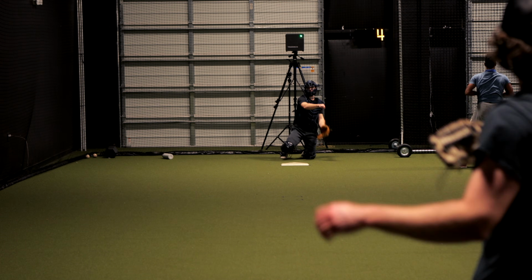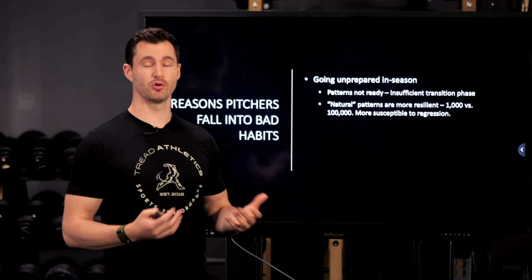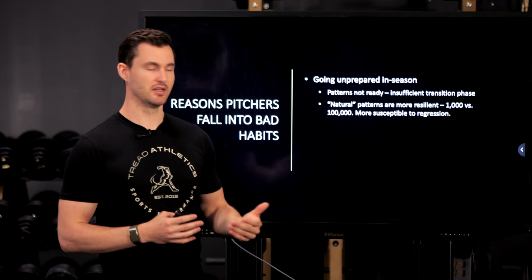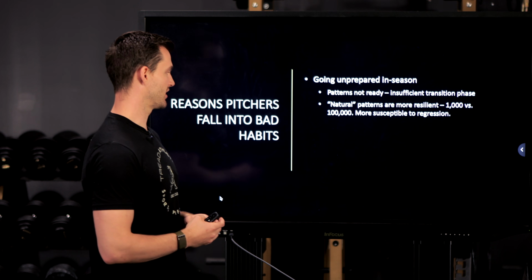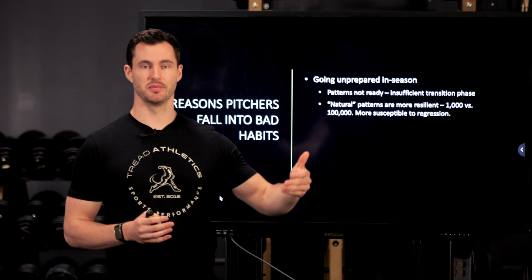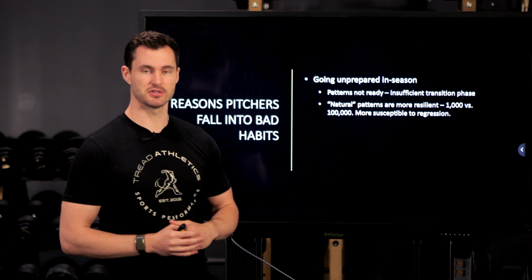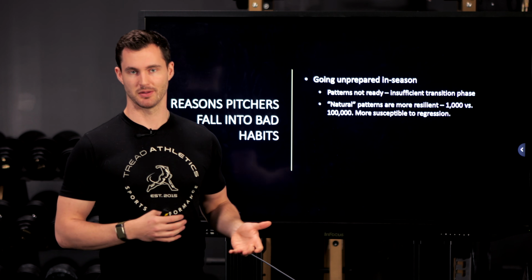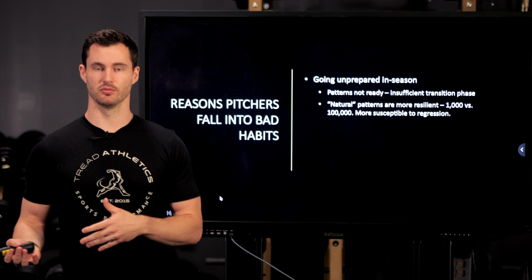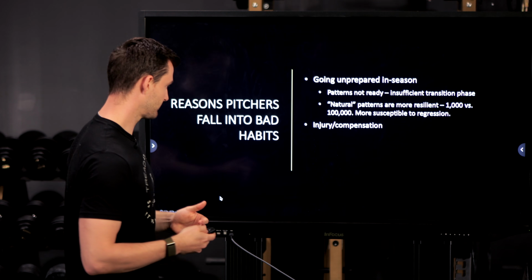Now, natural patterns that you've been throwing with your entire career are a lot more resilient than a pattern that you just unlocked. So I wrote down 1,000 versus 100,000. If you've been throwing a certain way for 10 years and you just had a mechanical unlock or a change a month ago and you only have 1,000 reps on that pattern, that's a lot more susceptible to slipping back into your old patterns once you add in all the game stress. That's just motor learning 101.